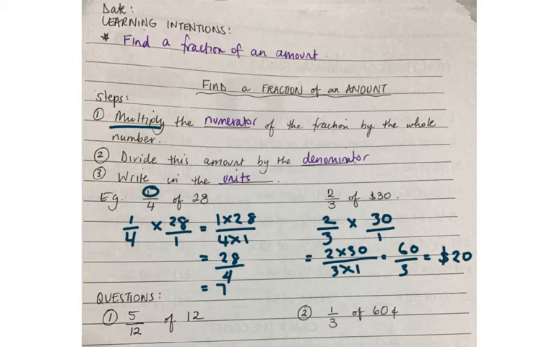And I've put in the units because we had of $30, and our answer is 20. So 2/3 of $30 is $20. Let's try another example.